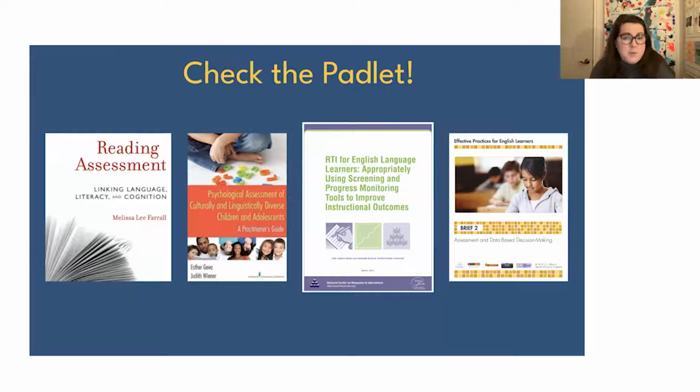And then my last point with this is really, please check the Padlet. I have put lots and lots of resources. I've put a whole section on assessment screening, progress monitoring, and RTI for language learners or culturally and linguistically diverse students. So please take a look at that, because there are plenty of things for you to dive into if this is something that is relevant in your setting or in your population.